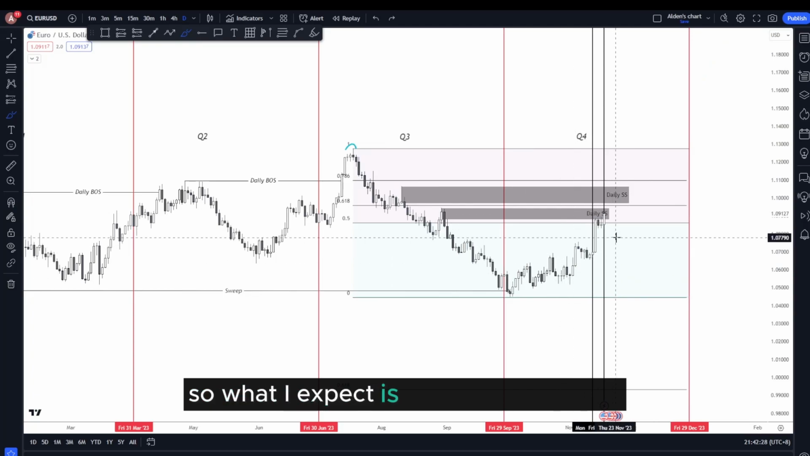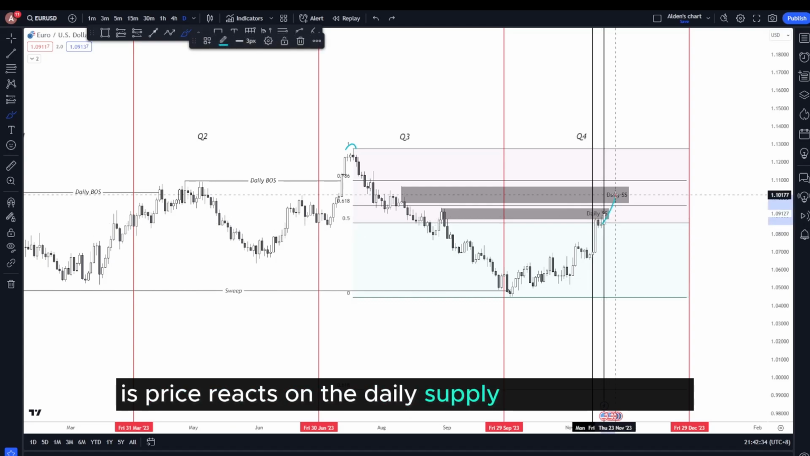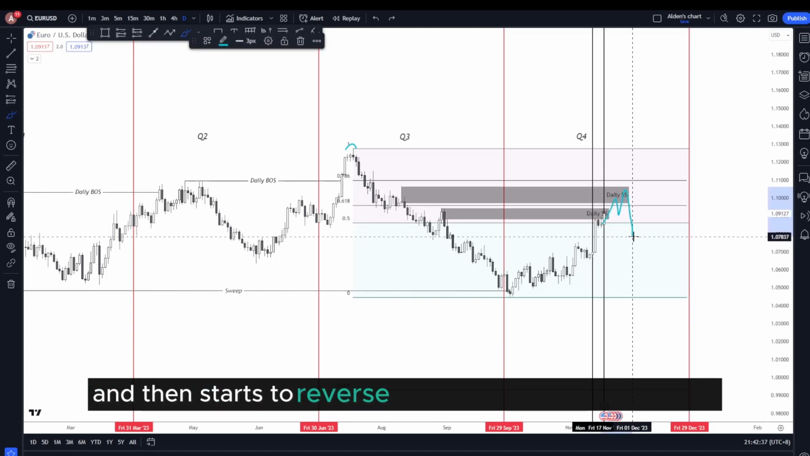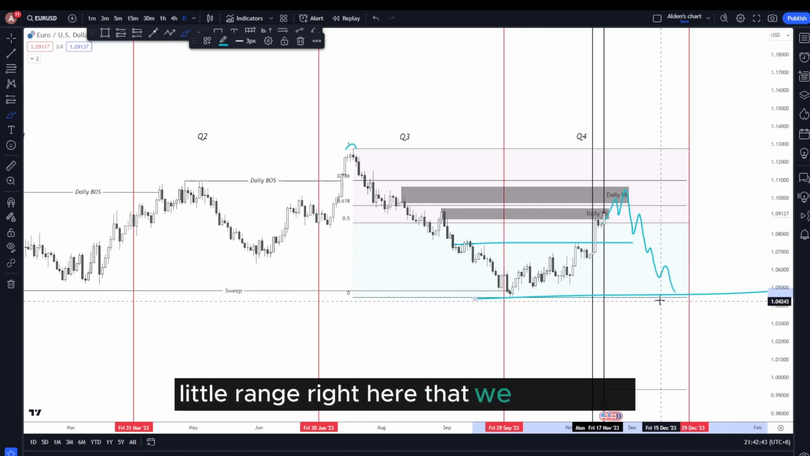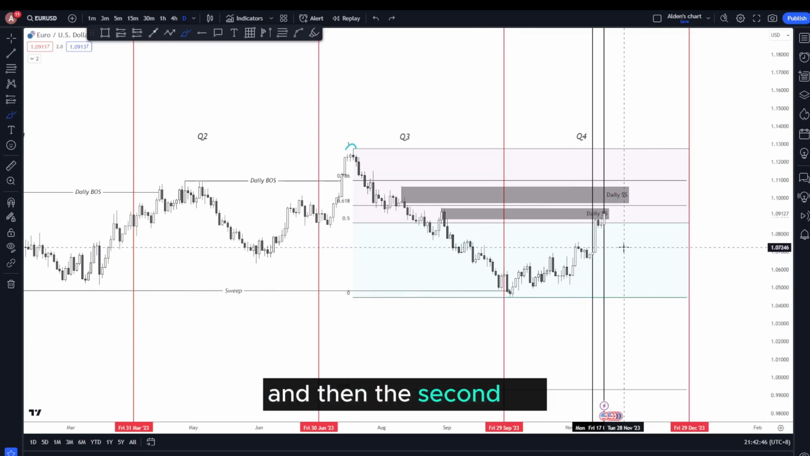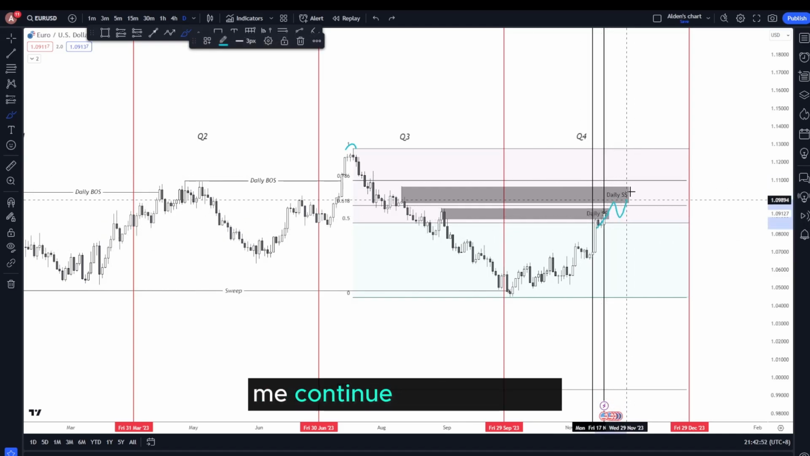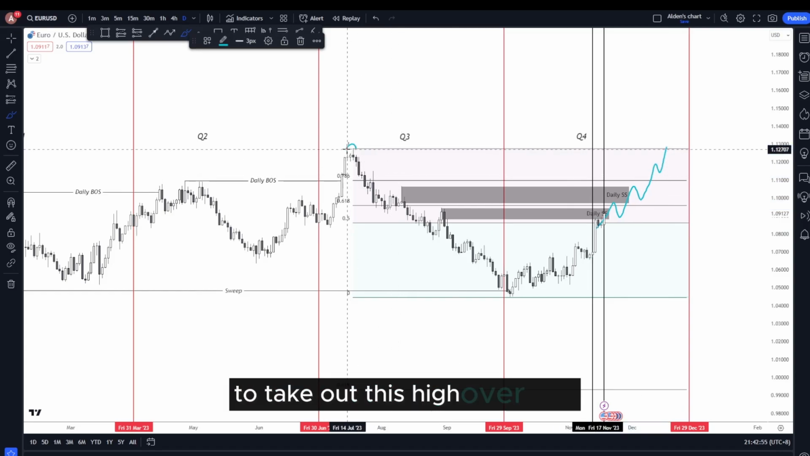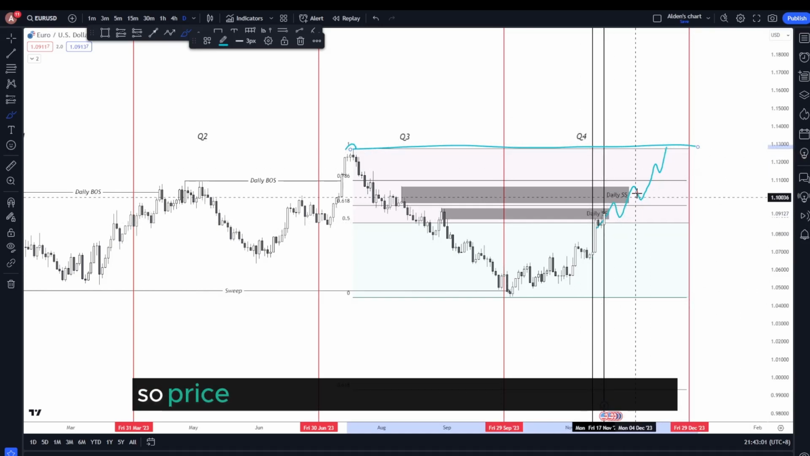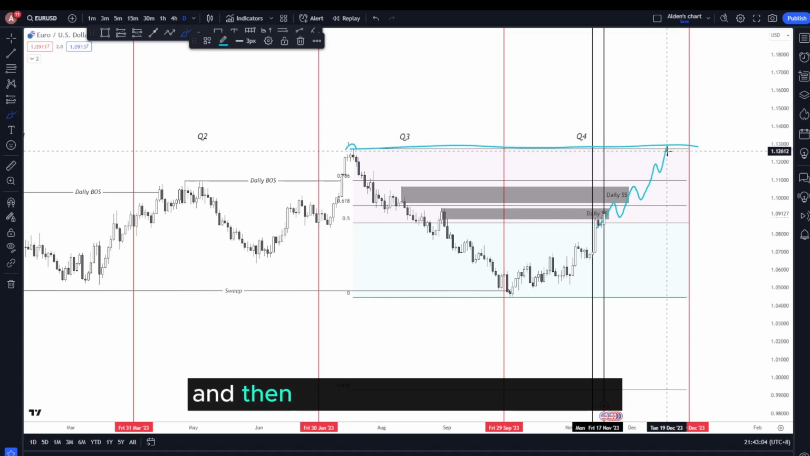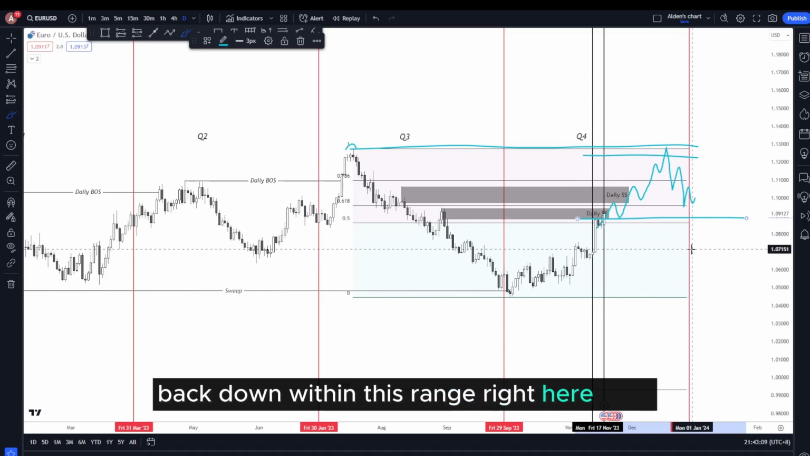So I expect 2 scenarios. The first scenario is price reacts on the daily supply zones over here, then starts to reverse and continues back down into this little range that we have. The second possibility is that price may continue up all the way to take out this high over here, or this ceiling, 1.13. So price comes up all the way to this point and then consolidates back down within this range right here.